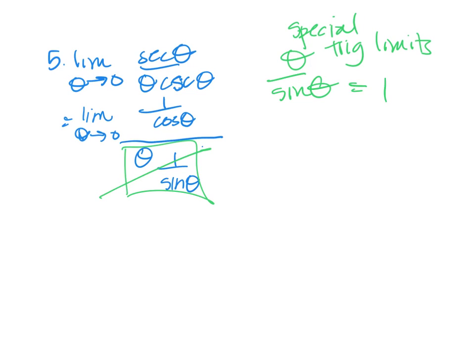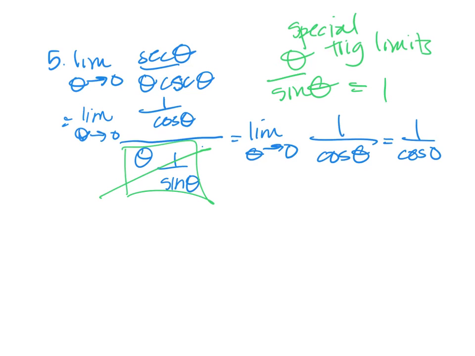We are left with the limit of theta going to 0 of 1 over cosine theta. So then we would end up plugging it in. 1 over cosine 0. Cosine 0 is 1. So we have a bunch of 1s here. 1 over 1, and our answer is 1. So that's number 5.